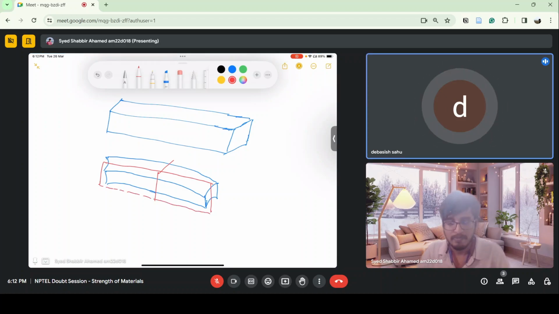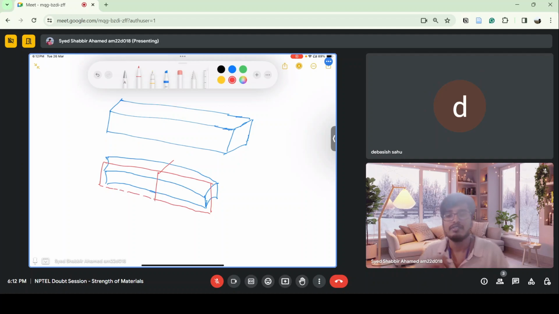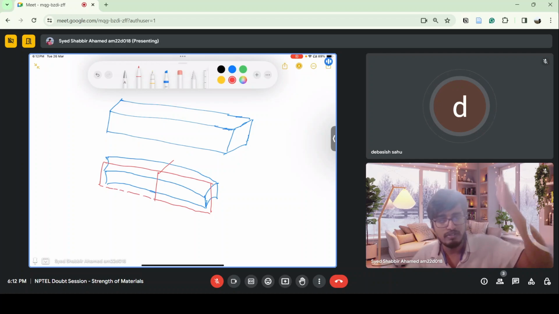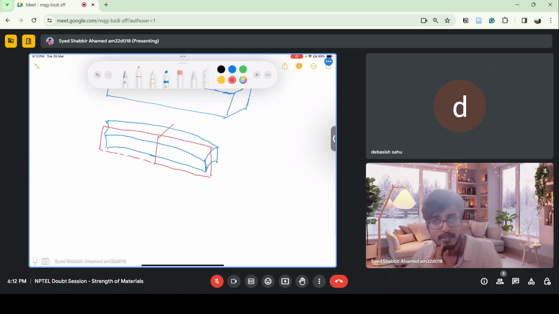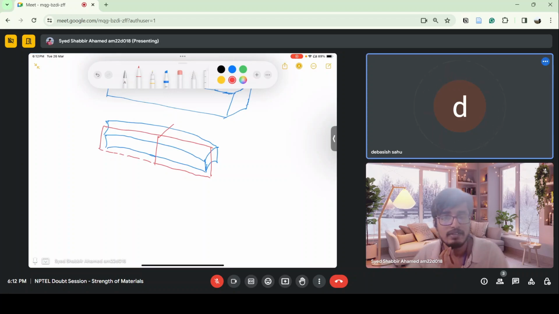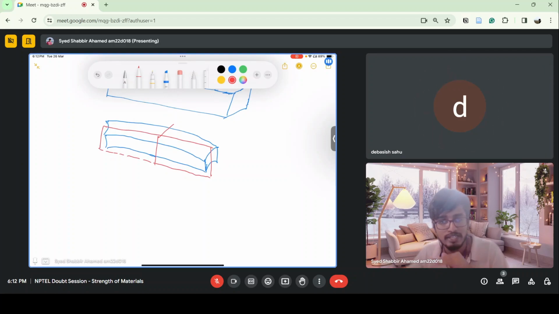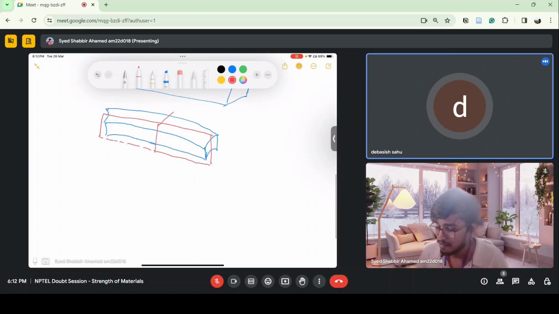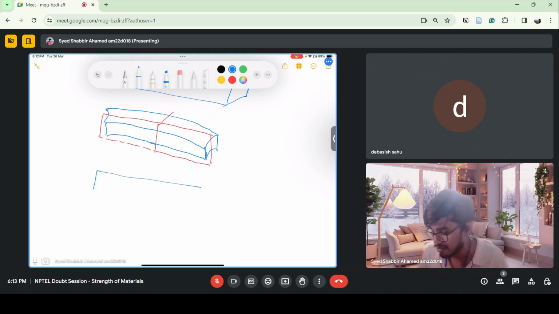In this case, how is the shear force zero? The thing is, you don't consider this curvature and all. We are not going to that; we are ignoring all these effects. How it becomes zero, I'll tell you.